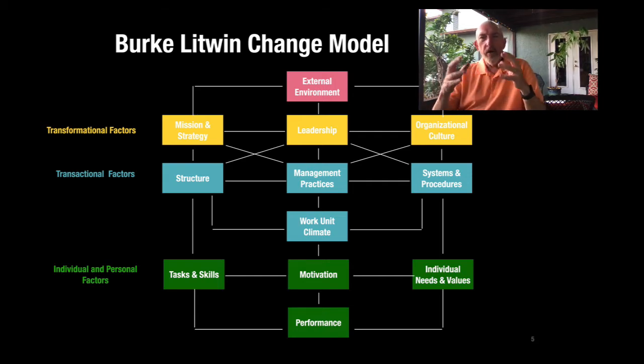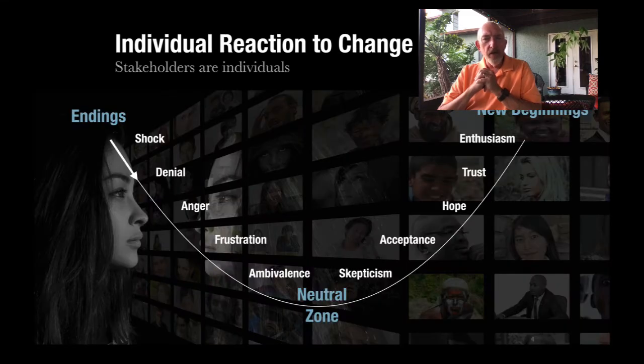Ultimately, these roll up into what we would call the work climate, and when we begin to change the work climate, now we start to affect people again on the individual basis by changing tasks and skills. Their level of motivation may change. They may have different needs and values, and ultimately it affects performance. It's when the work unit climate becomes affected and we move into the individual and personal factors that we then begin considering what we just talked about with regard to the individual reaction to change.